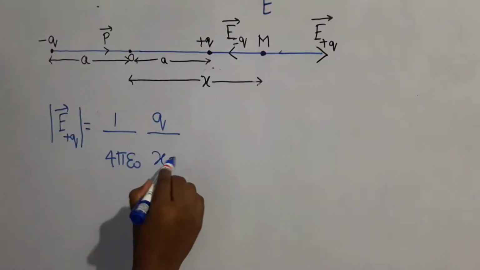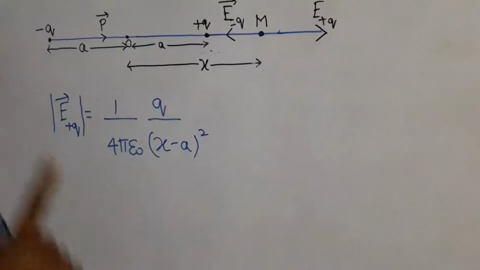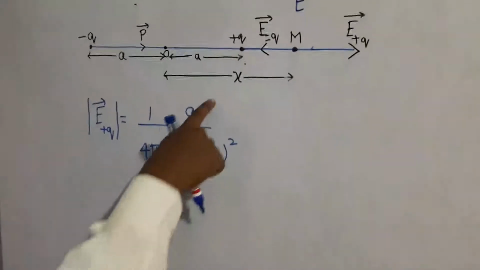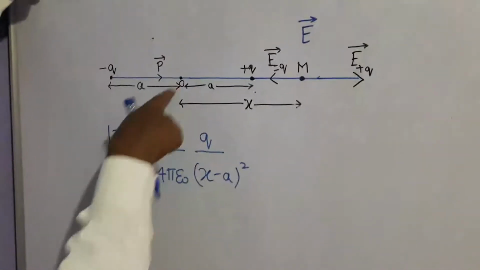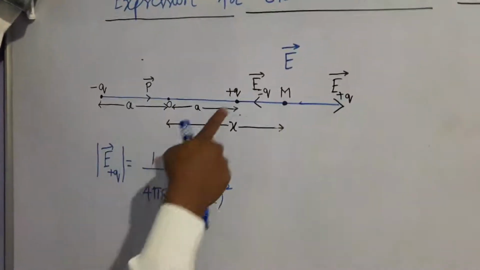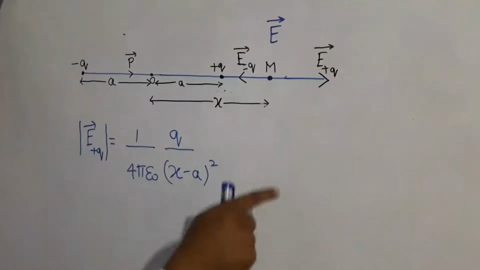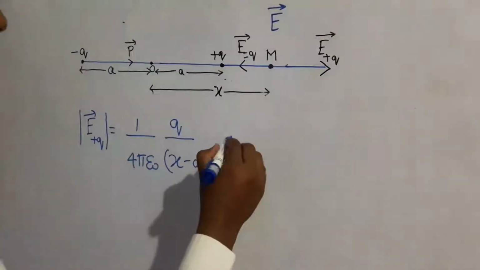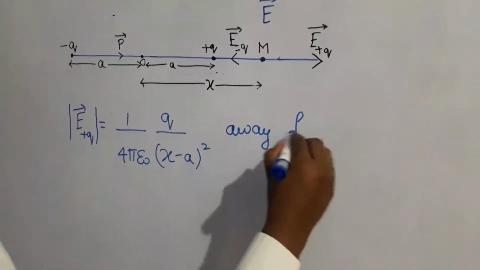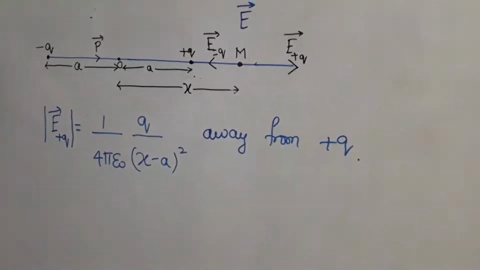That will be x minus a whole square, because we already derived the expression for the electric intensity due to a point charge, which gives 1 by 4 pi epsilon naught q by r square, right? Here 1 by 4 pi epsilon naught is the same, q is the same, and the distance between q and M will be x minus a, squared. It is always away from the plus q.